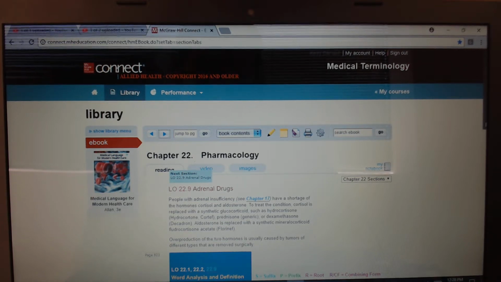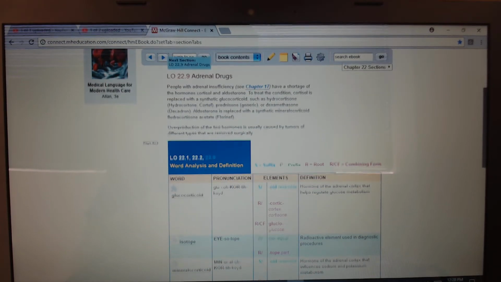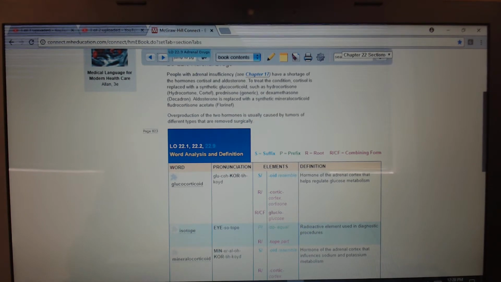Adrenal drugs. People with adrenal insufficiency have a shortage of the hormones cortisol and aldosterone. To treat the condition, cortisol is replaced with a synthetic glucocorticoid such as hydrocortisone, which is Cortef, prednisone, which is a generic, or dexamethasone, which is Decadron.